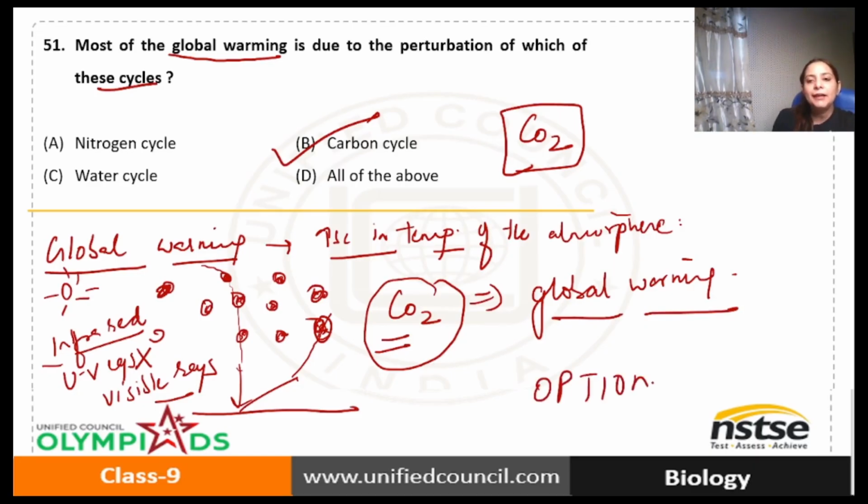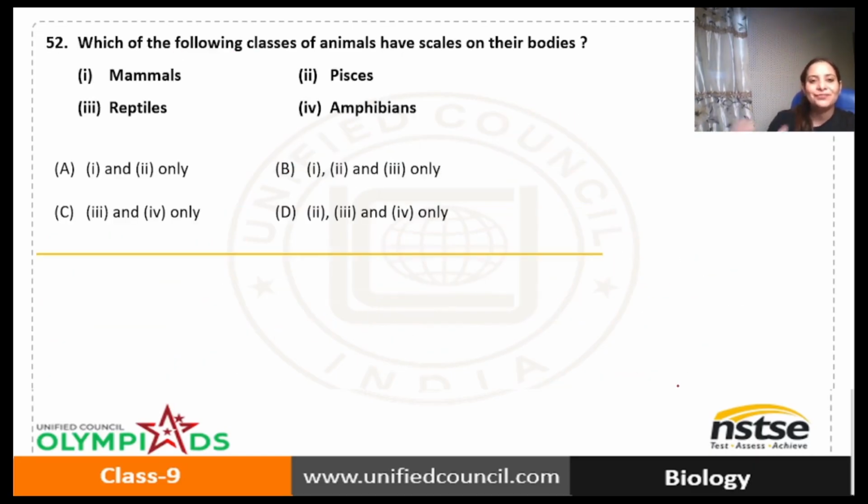So which option is correct here? Option B. Next question. Which of the following classes of animals have scales on their bodies? Which out of them has scales over their bodies? Options are mammals, fishes, reptiles, and amphibians. Let me tell you which is going to be right.